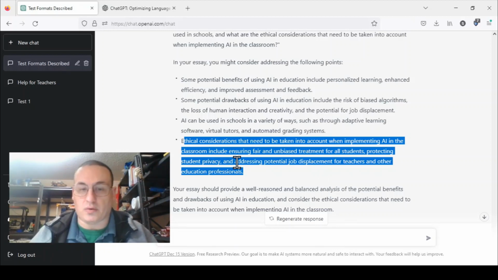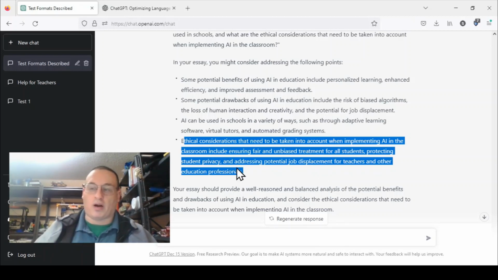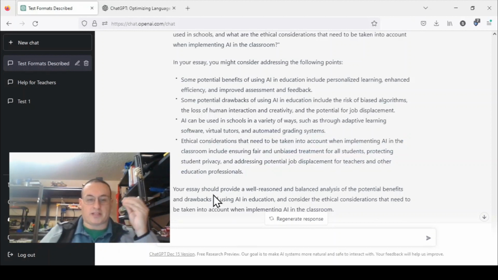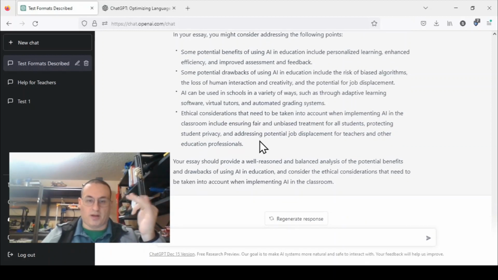Protecting privacy is going to be a huge one because this by nature is not private. AI connects to a cloud and to a server farm that sorts through tons of data and can displace teachers. Well, at this rate, we may actually have a lot more teacher replacement or supplementing with this. And it also provides some guidance here at the bottom. So your essay should provide a well-reasoned and balanced analysis of the potential benefits and drawbacks of using AI in education, and consider the ethical considerations needed to be taken into account when implementing AI in the classroom.